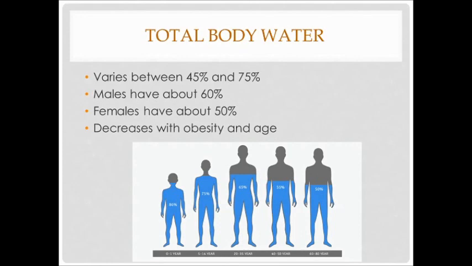The total amount of water in your body is going to vary between 45 and 75%. Males have more water in the body than females, and that is due to having generally a higher muscle mass and smaller fat percentage. Muscle contains more water than fat does. The amount of total body water is going to decrease with obesity and with age. So those who are heavier and are older need to intake more water than the average population in order to maintain a relatively normal total body water volume.